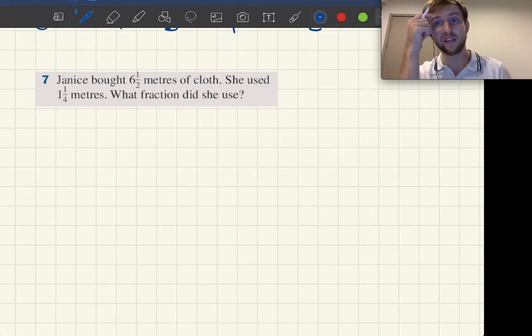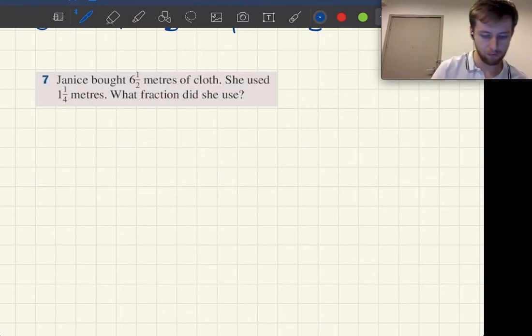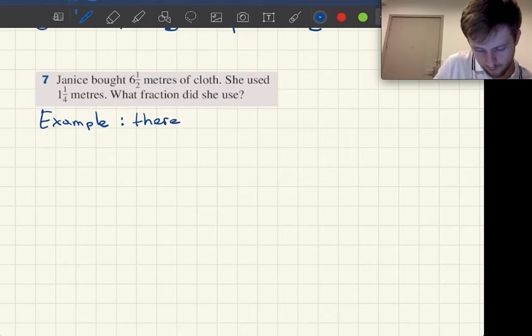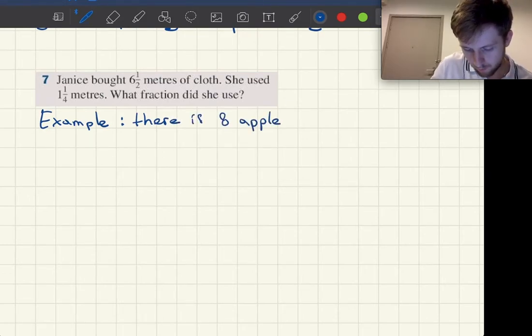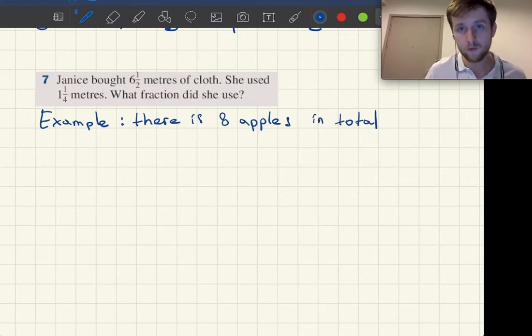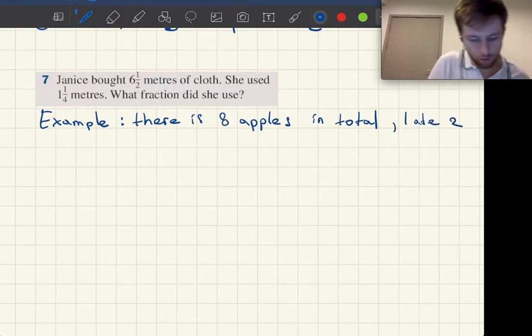The way to think about it is, I think I will give you another example. Let's say you have 8 apples in total. So, for example, there are 8 apples in total. I ate 2 of them.